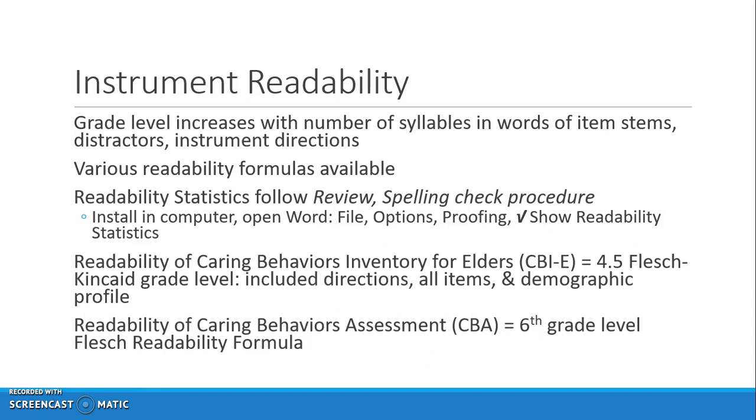So some examples here: the Caring Behaviors Inventory for Elders has a 4.5 Flesch-Kincaid grade level, including the directions, all items, and the demographic profile. That's important because it was administered to different people, both older people and also those persons that took care of them. And it was not an acute care sample, by the way.